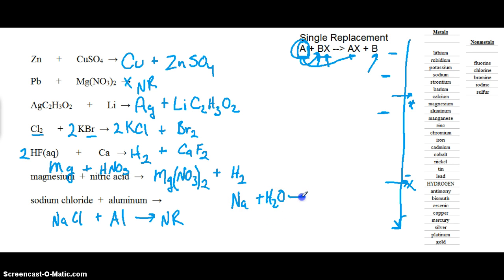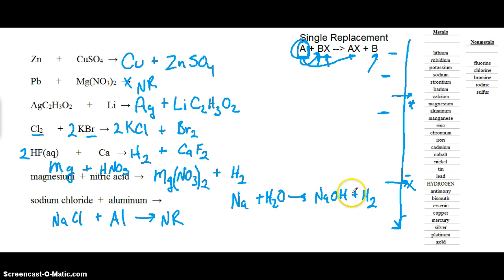So my products end up being a metal hydroxide. In this case, my metal is sodium, so it's going to be sodium hydroxide. This is the polyatomic hydroxide, which is -1. Sodiums are +1, so one of each. Plus hydrogen, but as I've said before, when you put H by itself, you need to write that as diatomic.